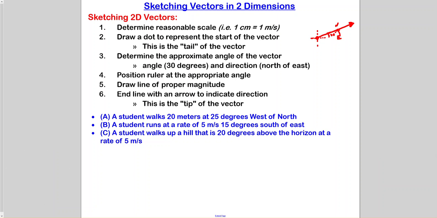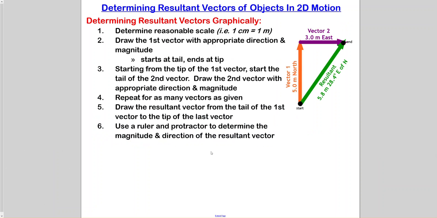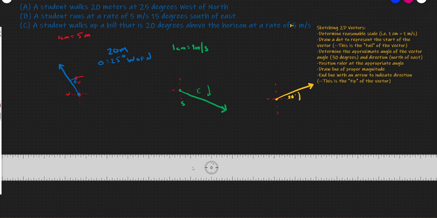Jumping back, now that we can draw a vector, we need to be able to figure out resultants. So again, I won't run through all of these steps. Just reading them to you, we'll use them in a second here, but you can pause this if you want these for your notes. In short, we're going to draw our two components, then draw the resultant between them, and then estimate. So let's go do that.